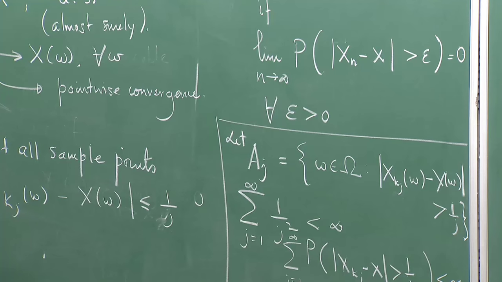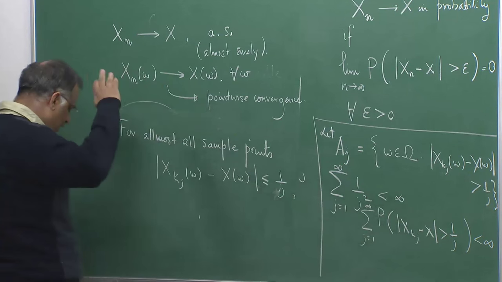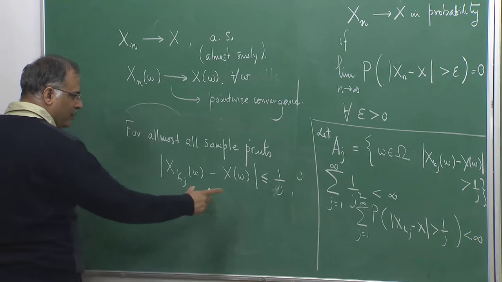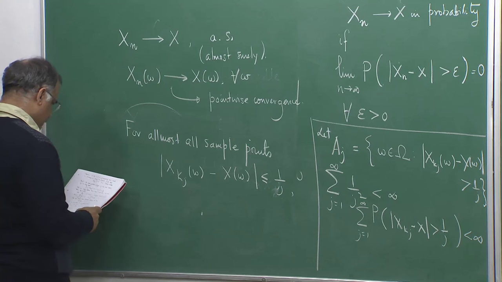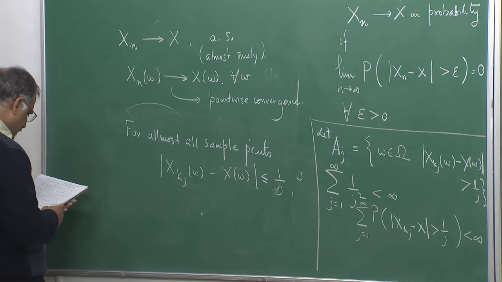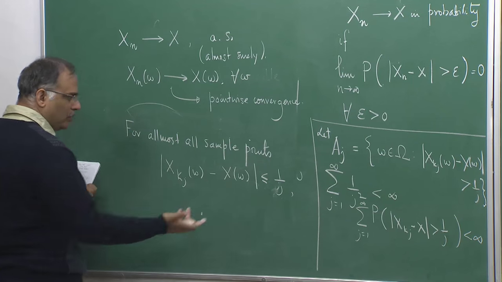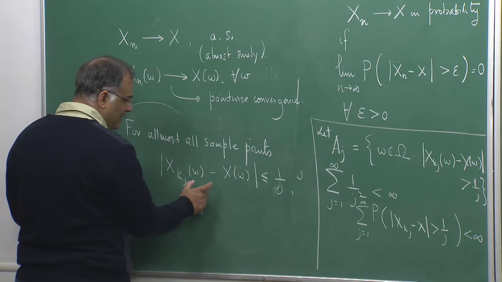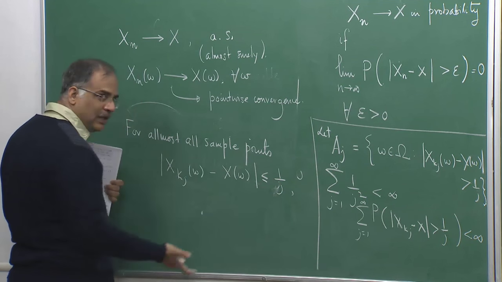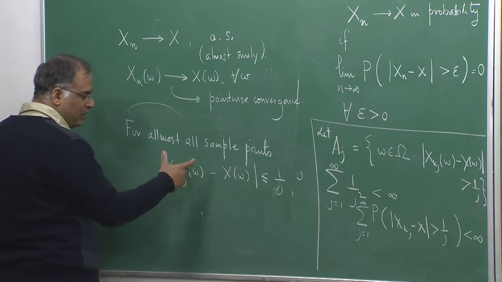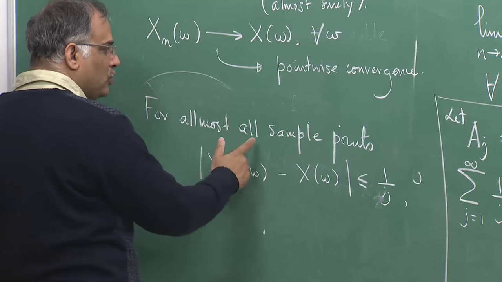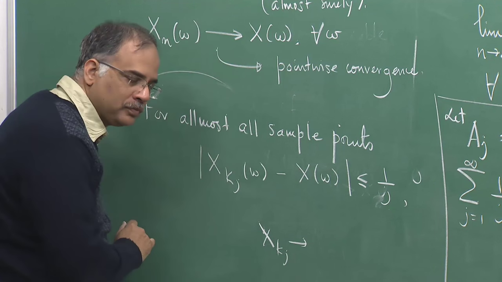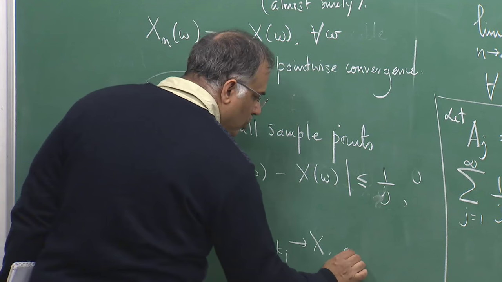So what does this mean? Where j is greater than some particular index, some index depending on the omega, doesn't matter. So what does this mean? This simply means that xkj(omega) minus x(omega) can be made as small as I like as j is increased. But this is not true for every omega, only for almost all sample points omega. This simply means that xkj goes to x almost surely.